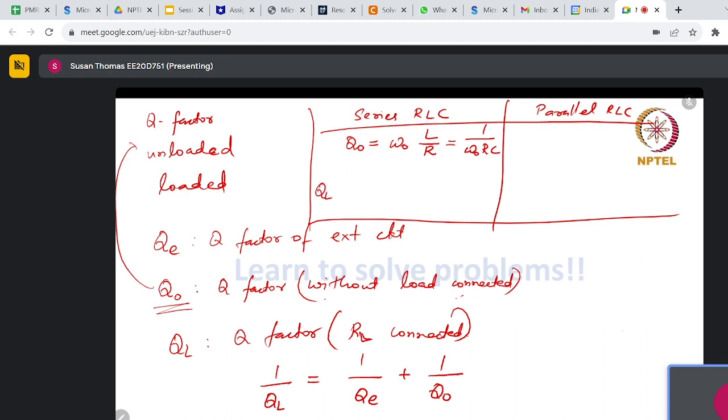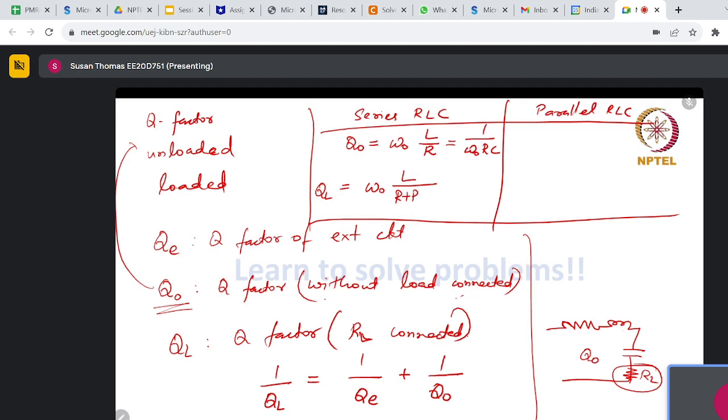So, in case of a series RLC, for example, let me try to draw it. So, R, L and C, that is my circuit having a Q factor Q naught. To this, suppose you connect a load, that load is going to come in series, RL. So this is being connected in series to this circuit. So, how do we write QL? QL is omega naught L by R plus RL. Please note that this RL is coming in series with this R. So that's the reason we modified it to this.